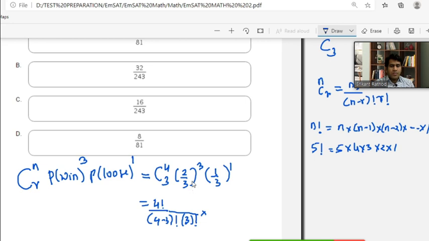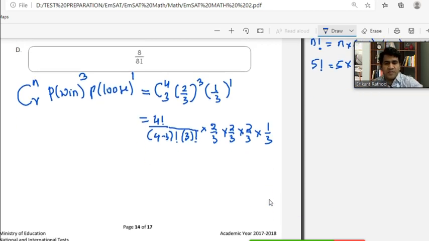And what is the chance of winning? That is 2/3 to the power 3. This can be written as 2 by 3 times 2 by 3 times 2 by 3. Power 3 basically means we have to multiply the same number 3 times. And 1/3 to the power of 1 is just 1 by 3 itself. So let's make further simplification.